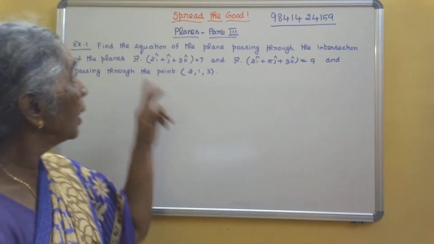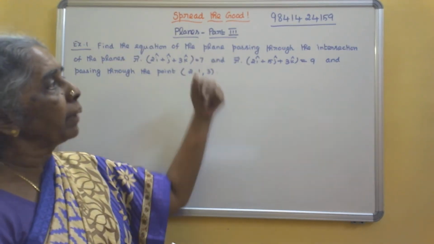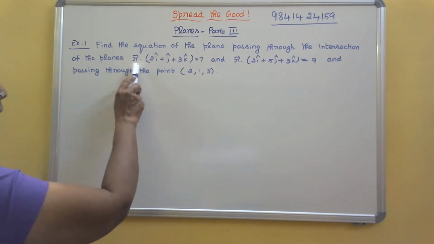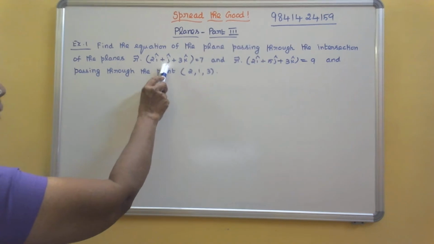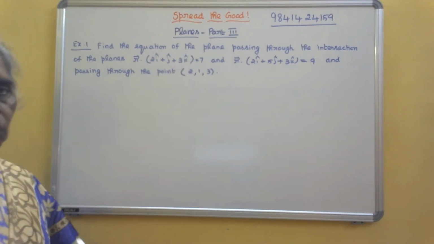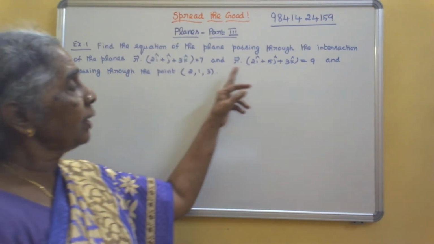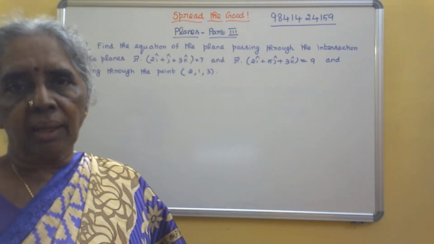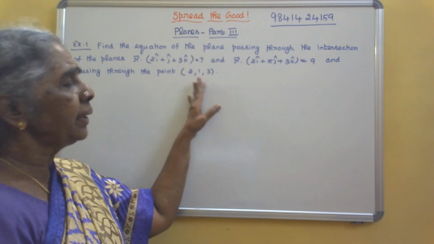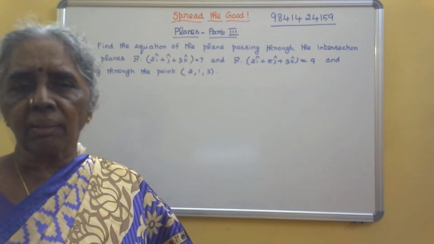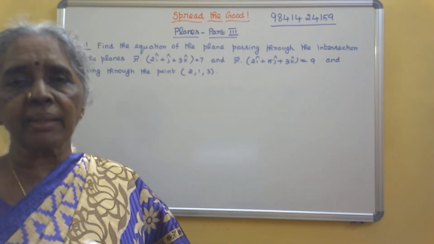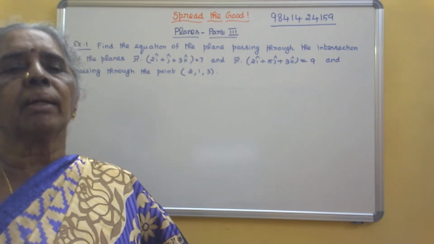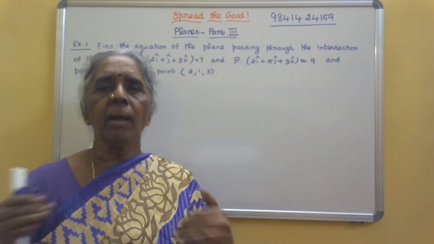Example 1. Find the equation of the plane passing through the intersection of the planes R vector dot 2i cap plus j cap plus 3k cap is equal to 7, and R vector dot 2i cap plus 5j cap plus 3k cap is equal to 9, and passing through the point 2, 1, 3. Here, the equation of the 2 planes are given in vector form. So, first we have to convert it into Cartesian form, and then proceed.